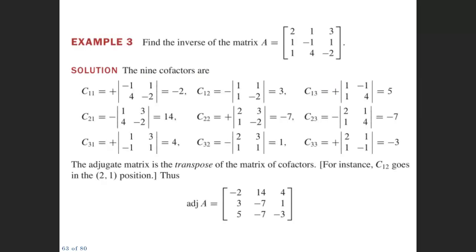Another example, an example I've taken from a textbook. Find the inverse of the matrix 2, 1, 3, 1, minus 1, 1, 1, 4, minus 2. Step 1, find the cofactors. Step 2, write down the cofactor matrix or the matrix of cofactors and then take its transpose.